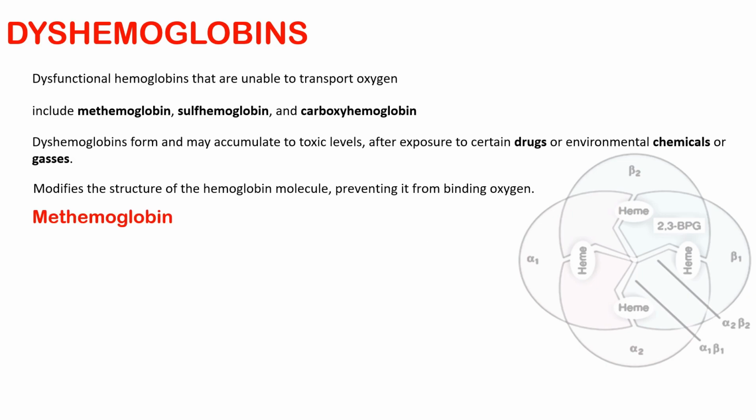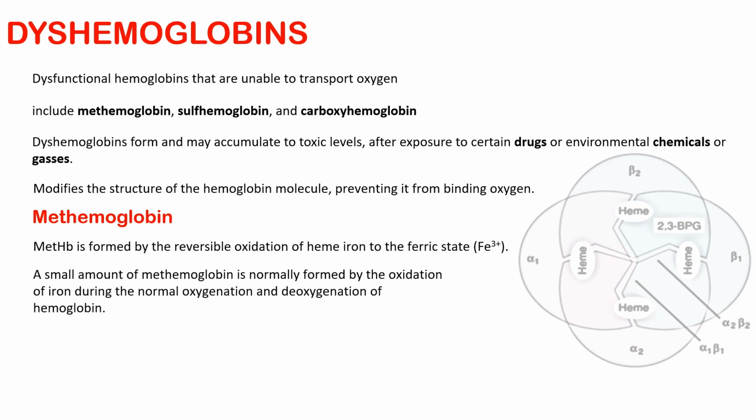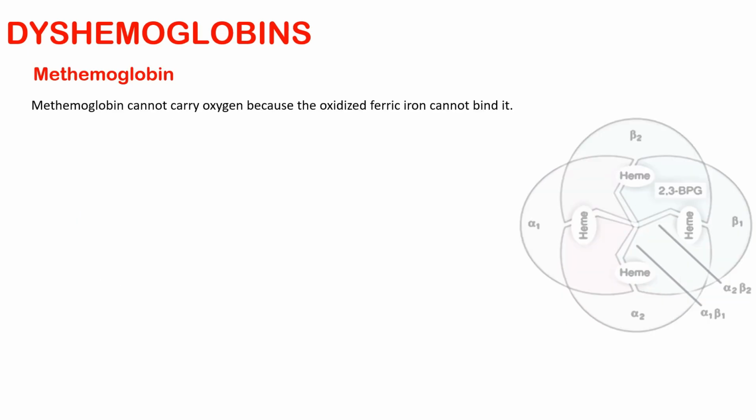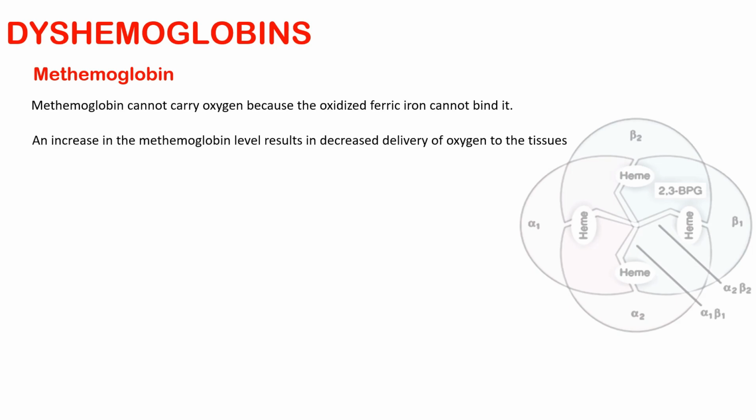Methemoglobin. Methemoglobin is formed by the reversible oxidation of heme iron to the ferric state. A small amount of methemoglobin is normally formed by the oxidation of iron during the normal oxygenation and deoxygenation of hemoglobin. The methemoglobin reduction system, the NADH methemoglobin reductase pathway, normally limits its accumulation to only 1% of total hemoglobin. Methemoglobin cannot carry oxygen because the oxidized ferric iron cannot bind it. An increase in the methemoglobin level results in decreased delivery of oxygen to the tissues.